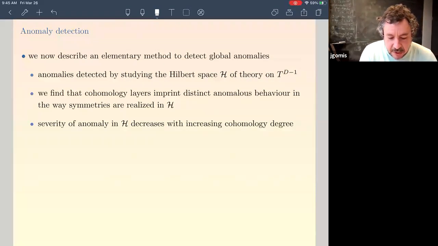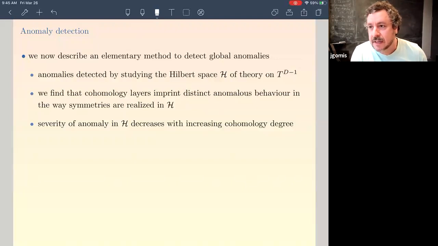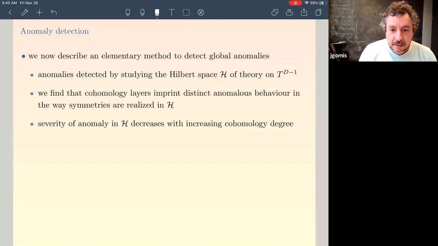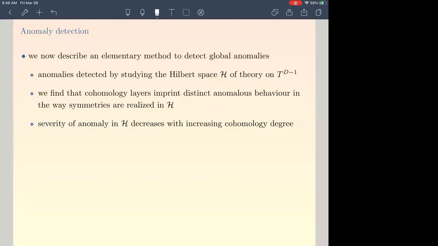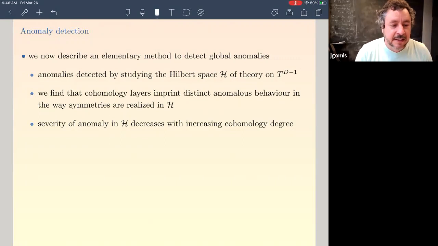And indeed, what we'll find is that the various cohomology layers that I described before that enter in the classification problem leave distinct anomalous behavior in the way that symmetries are realized in the Hilbert space. So each layer in the anomaly classification will leave a certain signature on the Hilbert space that will tell us where the anomaly is coming from. And what we'll find is that the severity of the anomaly in the Hilbert space decreases with increasing cohomology degree. Some anomalies smack you in the face and lead to very severe violations of our usual notions of symmetry, while others are more benign. And how benign they are depends on which layer they come from.